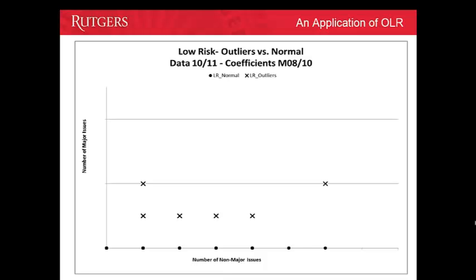This is an example of a graph that shows the non-major issues against the major issues, and using the predictive model, this shows us the outliers versus the normal cases.